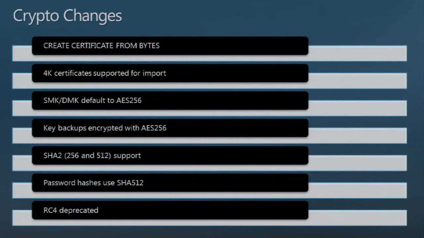We've also made some cryptographic changes to try and keep up with the times and ahead of attackers. For greater flexibility in moving certificates around, we've added DDL to allow you to create certificates from bytes. We've added support for 4K certificates for import. We've changed the default for our service master key and database master keys to AES 256 encryption. We've added key backups support so that they're now encrypted with AES 256. And we've added SHA-2, 256, and 512 support.